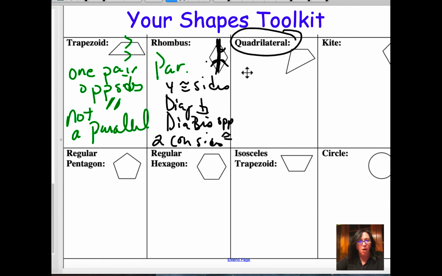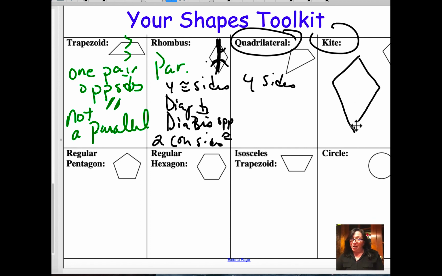Now a quadrilateral, all you have to say is that it has 4 sides. That's it. It is still a quadrilateral, could be concave or convex. And then we have a kite. Now, the kite we haven't really talked about, but what I want you to know about a kite is this. It is symmetric, y-axis symmetry. It has diagonals that are perpendicular, number 1. So the diagonals are perpendicular. Additionally, the 2 top sides are congruent up here, and this is congruent to that.